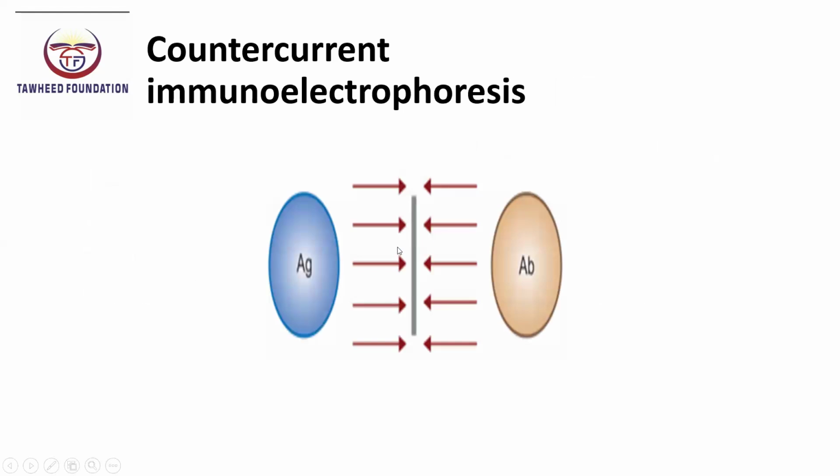This diagram shows an agar plate with two wells, one containing antigen and the other containing antibody, placed opposite each other. When current is applied, the antigen migrates towards the anode and the antibody towards the cathode. In the middle, a sharp white line appears where they meet, forming a precipitin band. The arrows in the figure illustrate opposite migration directions. Hence, the term countercurrent emphasizes that electric current accelerates diffusion, giving faster results compared to passive diffusion method.